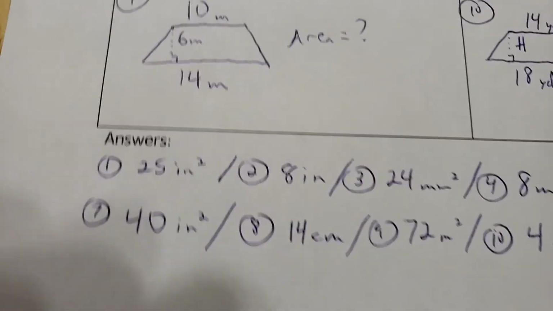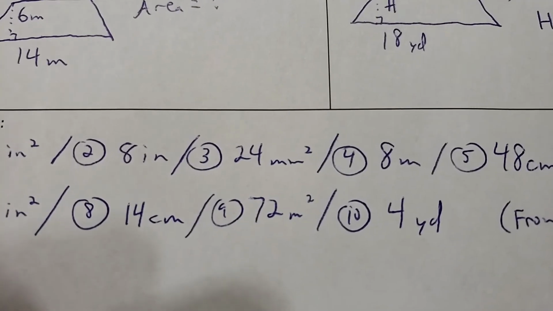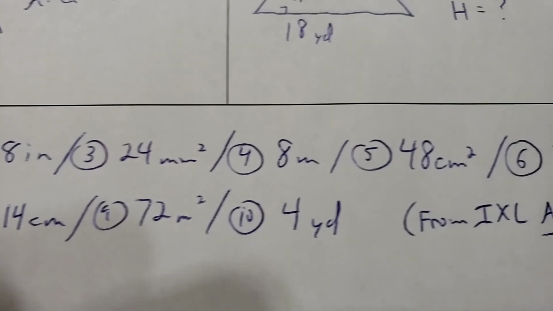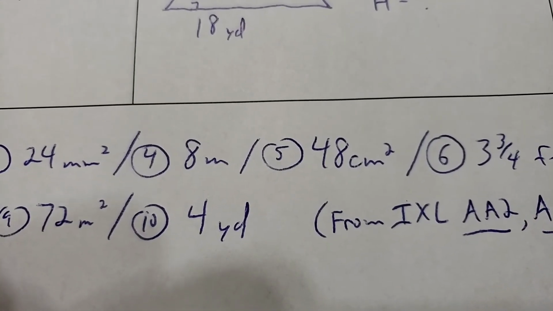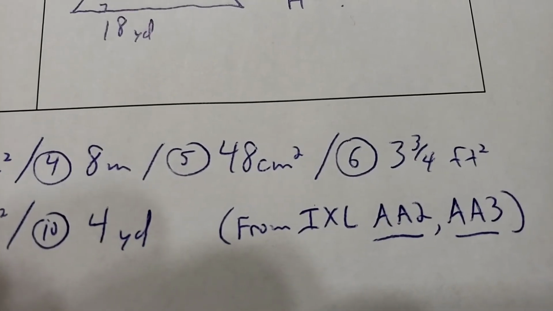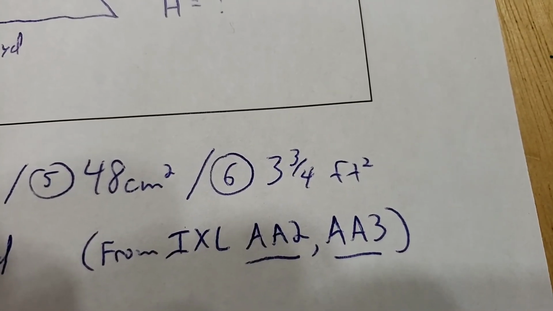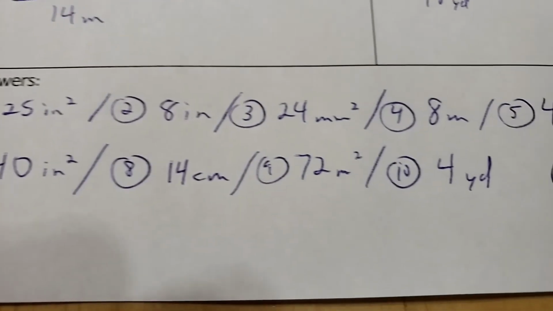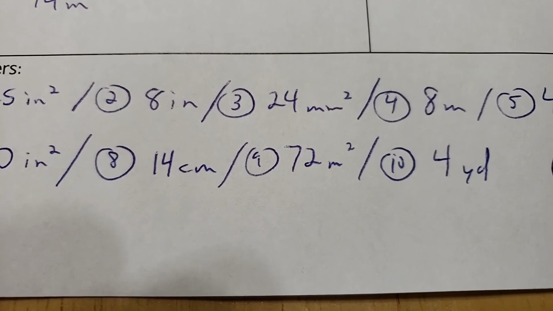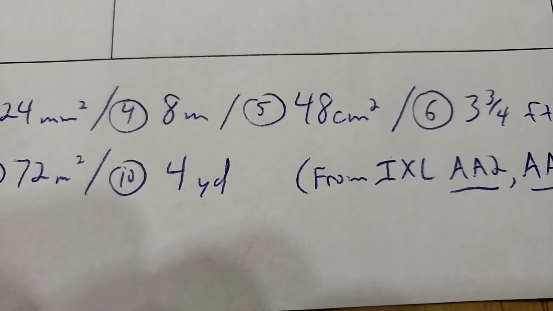You can get your final look at these. For number 1, your answer should have been 25 square inches. Number 2, your answer was 8 inches. Number 3 was 24 square millimeters. Number 4, 8 meters. Number 5, 48 square centimeters. Number 6, 3 3/4 square feet. Number 7, 40 square inches. Number 8, 14 centimeters. Number 9, 72 square meters. And number 10, 4 yards.